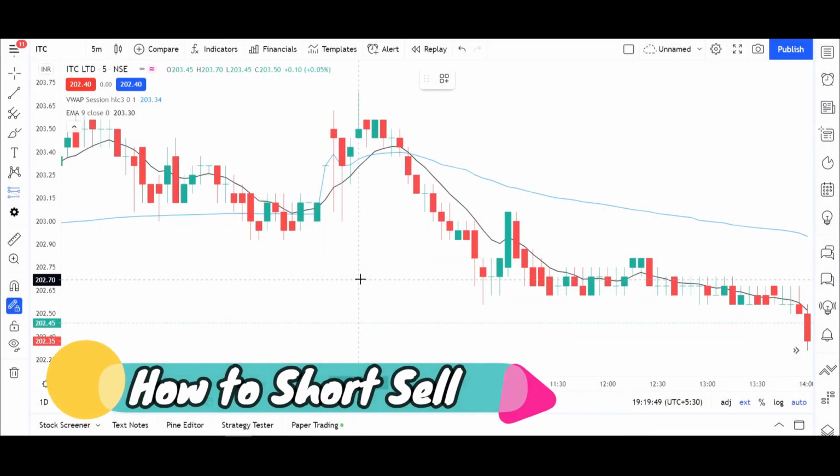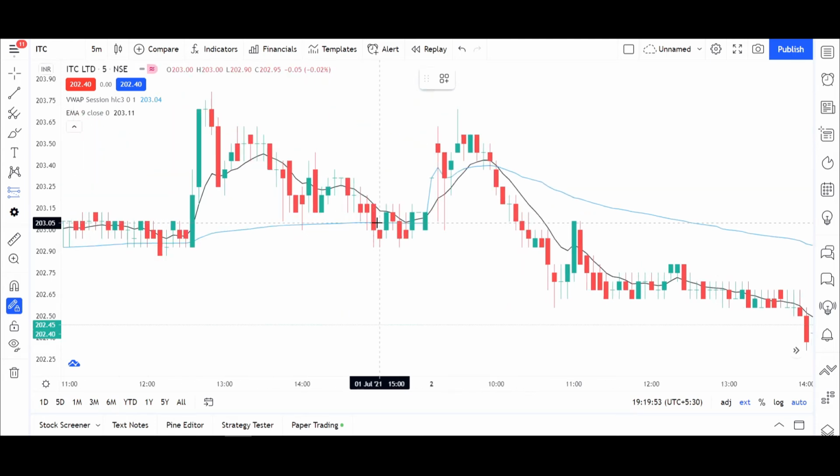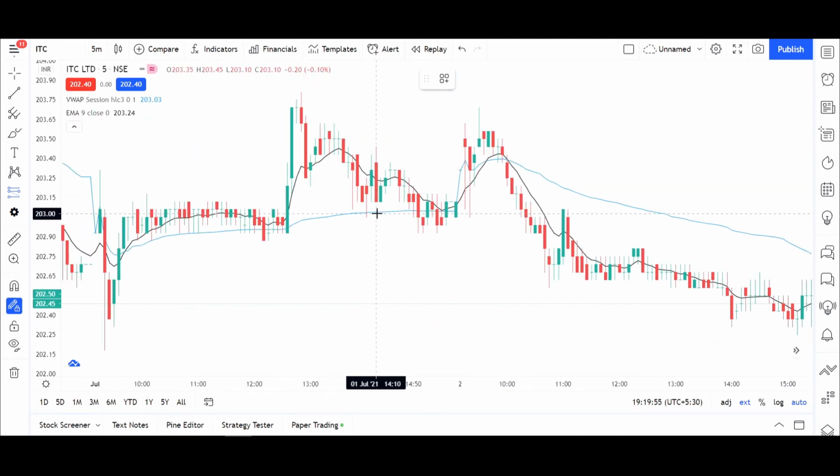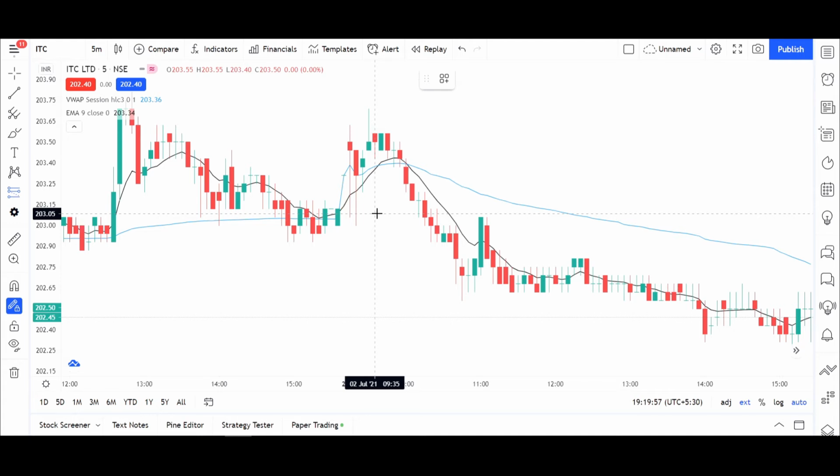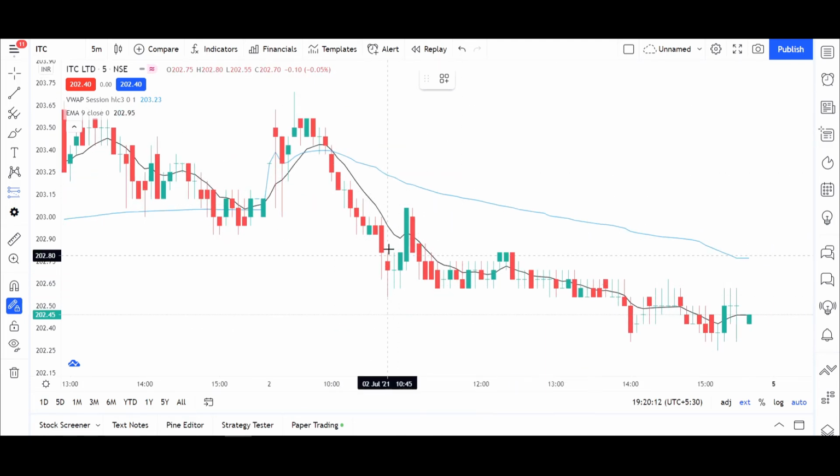Okay guys, so now I'll show you how you can short sell using the 9 EMA and the VWAP crossover strategy. As I said, I'm pretty sure you remember, when the 9 EMA crosses the VWAP from above it, like over here, it indicates that the market is now going to take a bearish trend.